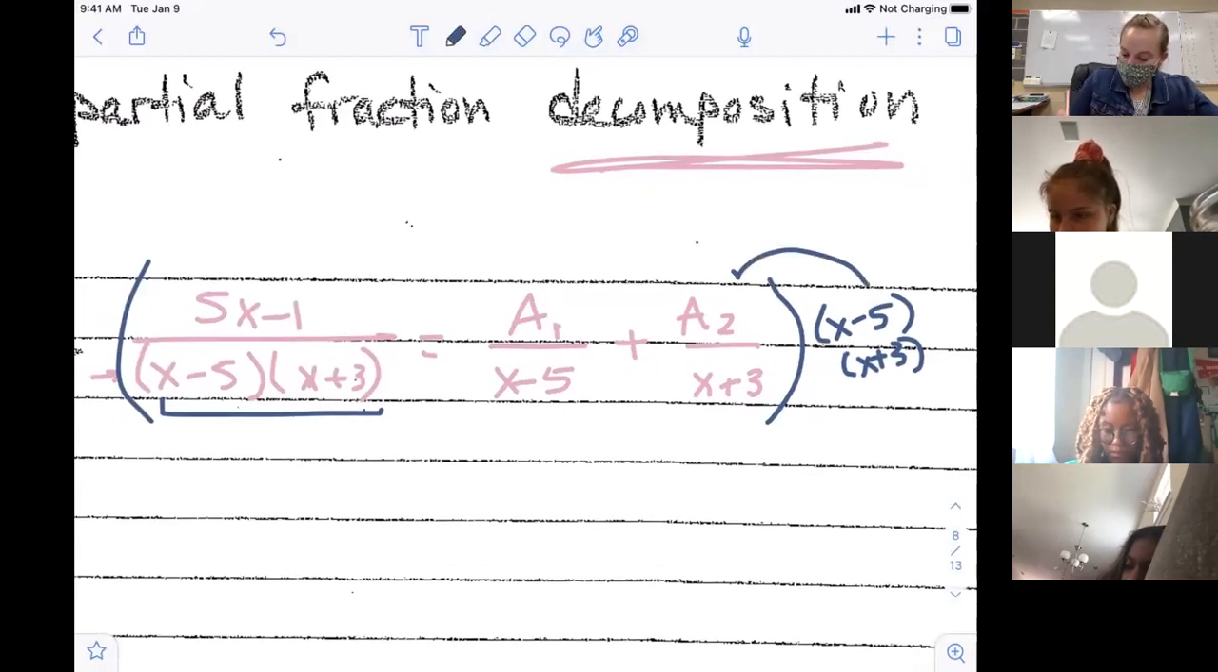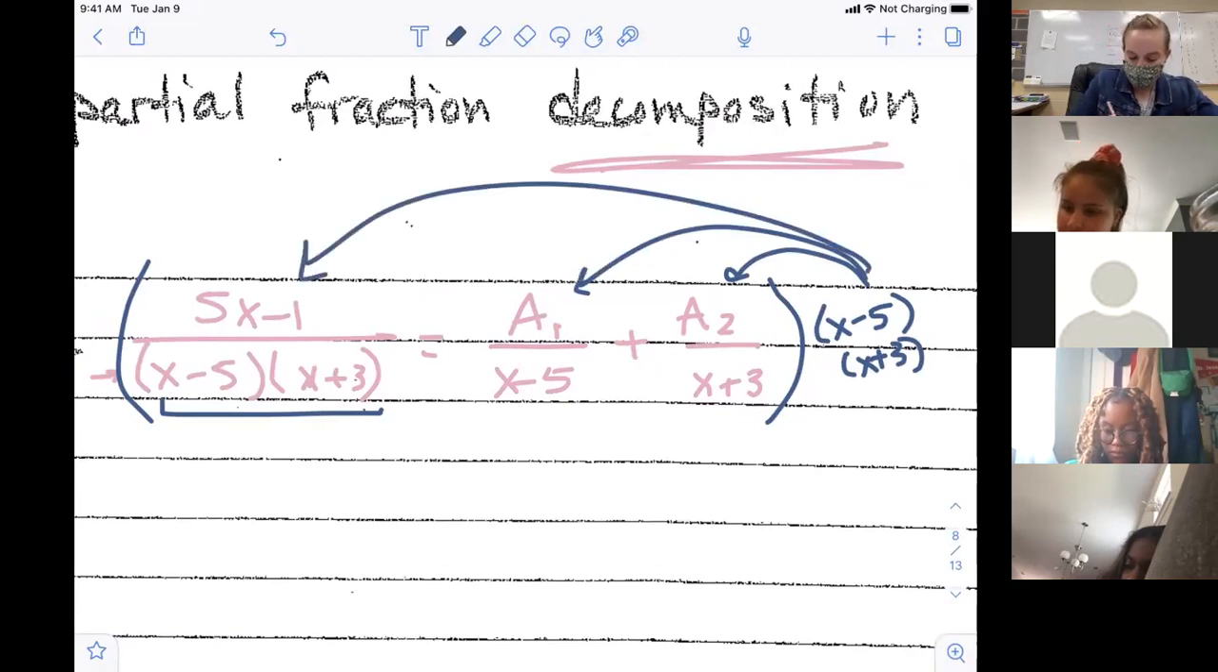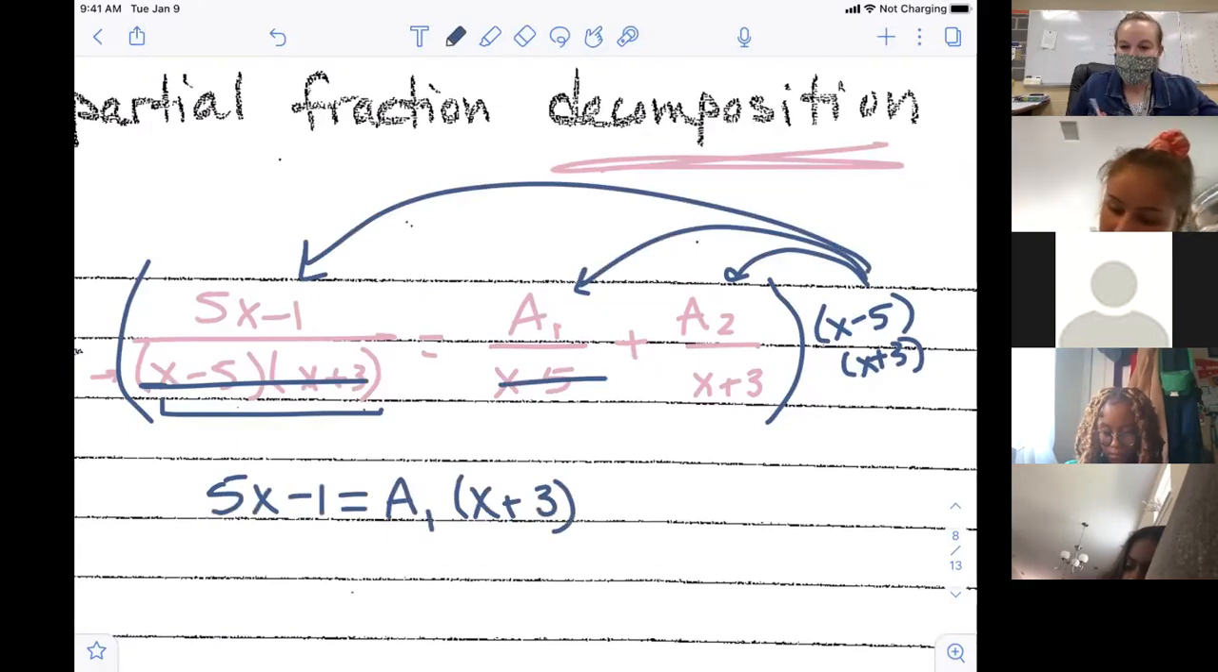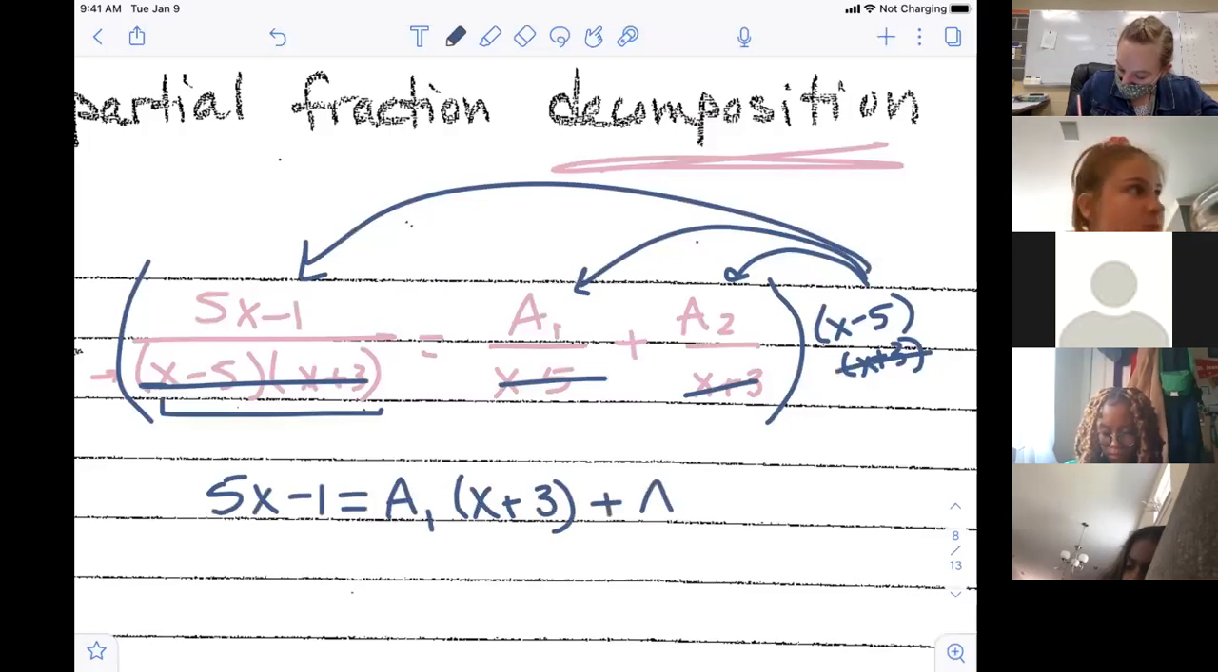Now I'm going to distribute that to everything. When I distribute it to the left side, the entire denominator goes away because it has both x minus 5 and x plus 3. So all I'm left with on the left side is 5x minus 1. Next, I'm going to multiply it by the A1 term. So the x minus 5 cancels, and I'm just going to have A1 times x plus 3. And then my last term, my x plus 3's cancel, so I'm left with just A2 times x minus 5.